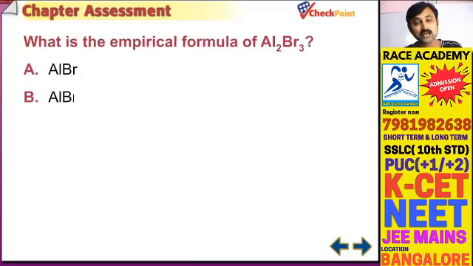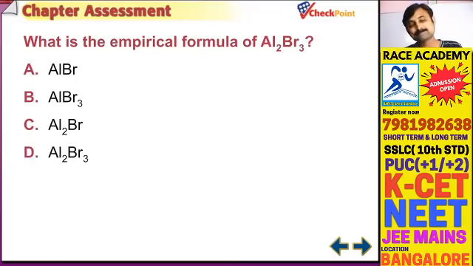What is empirical formula of Al2Br3? Al2Br3. See, the simplest ratio. 2:3 is the whole number. Simplest ratio, so we'll go with that only. So here, the empirical formula and molecular formula of Al2Br3 are the same.